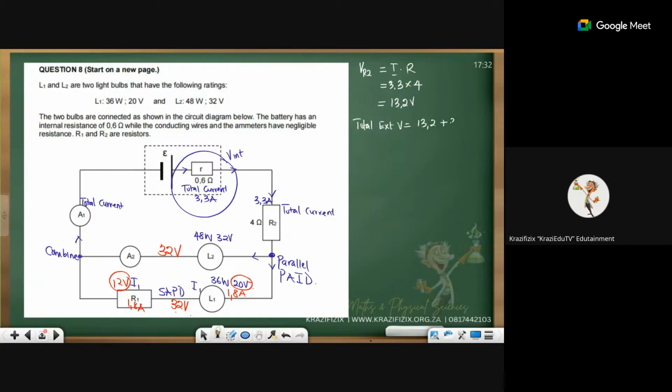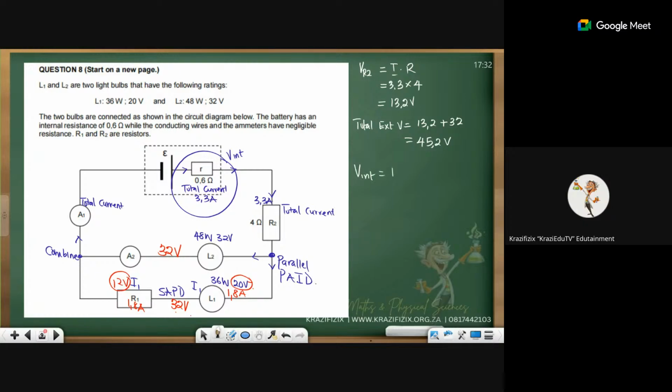13,2 plus 32. How are we adding? They are connected in series. Series are potential dividers. What's your answer? 45,2 volts. Okay. What is our V internal?